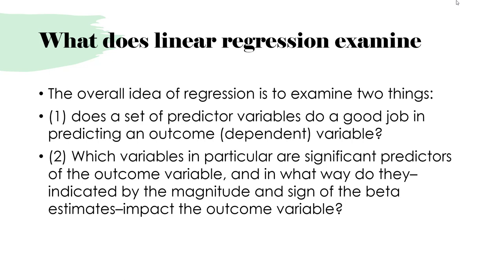And secondly, which variables in particular are significant predictors of the outcome variable, and in what way do the magnitude and sign of the beta estimates impact the outcome variable. All that means is you might not just have one predictor for a particular outcome, you might have several predictors, and I'll go through that in a minute, giving you several examples. Each predictor will have a beta estimate, and that beta estimate is the impact of that particular predictor on the outcome. So again, don't worry too much. I'm going to give you lots of examples on this.